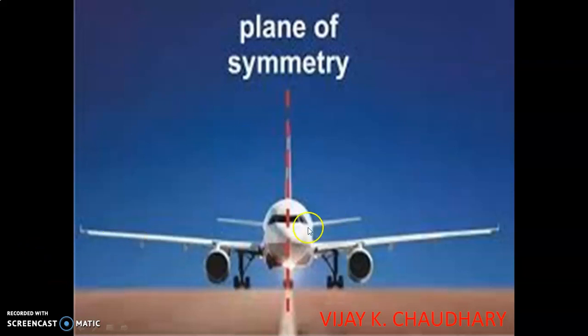Look at this figure. We look at the planes, and the other plane is this. These planes bisect the figure and we get equivalent parts of each other. This is the plane of symmetry. What is the plane of symmetry?